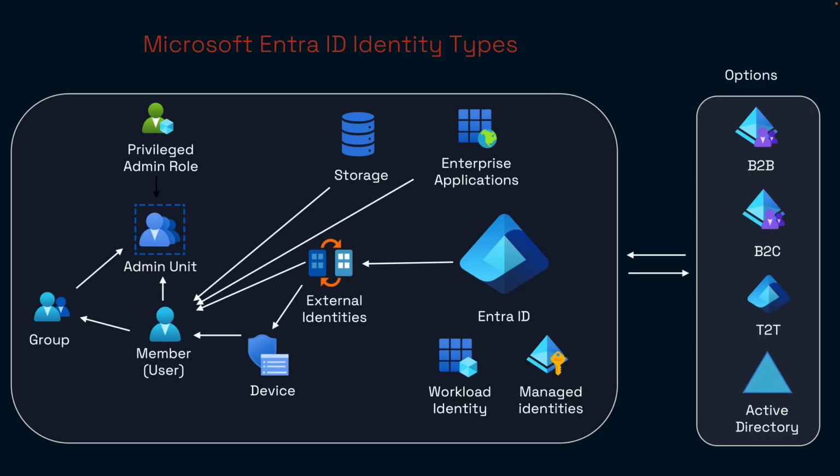As well as member users, we might also have devices. So devices also require identities. And of course, we might have external identities as well. As you can see on the right-hand side, these can be traditional business to business, business to consumer, tenant to tenant, or Active Directory. Active Directory users are sometimes referred to as hybrid users, especially if you're using Entra ID Connect.